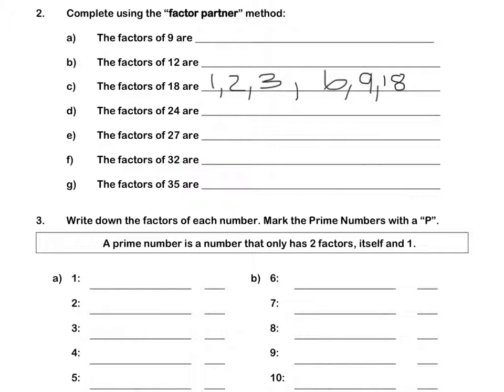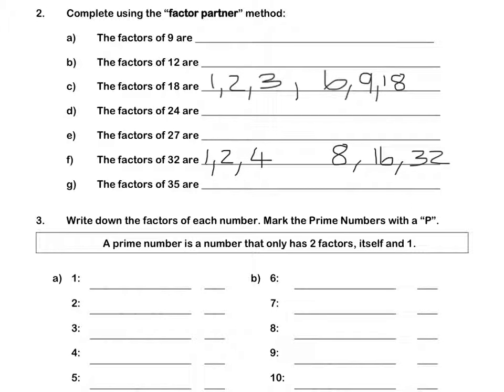Let's do 32 together. 1 and 32. Then we check after 1 comes 2. Is 2 a factor of 32? Yes, it is, because 32 is an even number. And 2 times 16 is 32. You can check that on the side if you're not certain. Then 3. 3 is not a factor of 32. 4. 4 is a factor because 4 times 8 is 32.